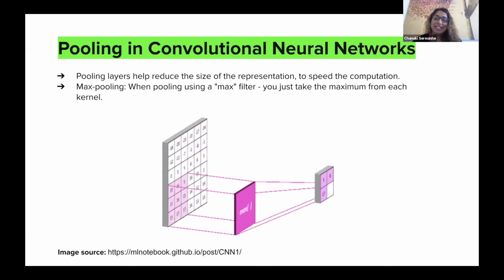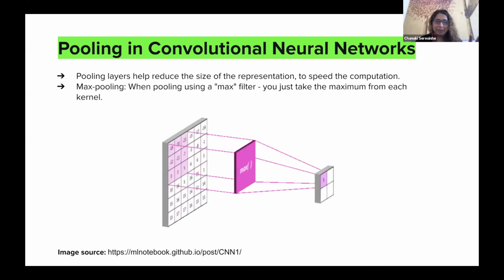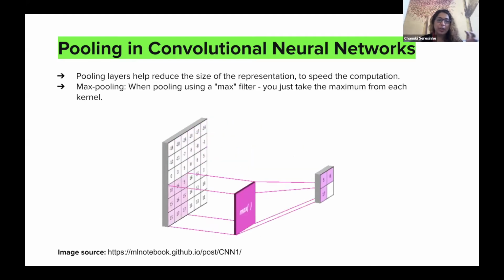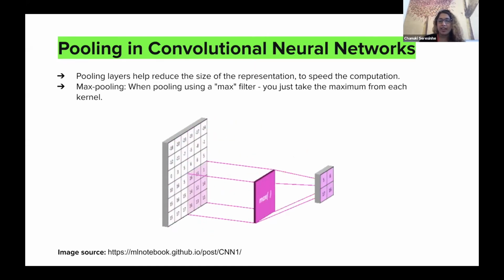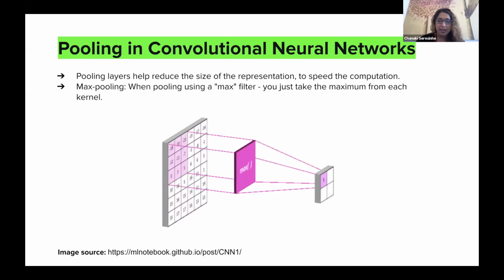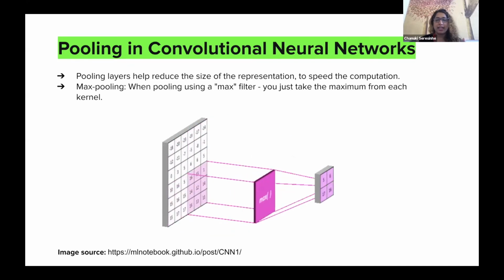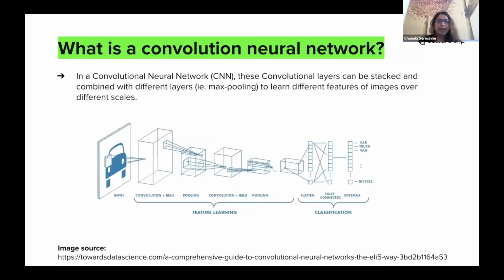Just a few more details with the neural networks before you put it all together. Another thing we want to do is there are pooling layers in convolutional neural networks. Pooling layers help reduce the size of the representation, and that can help speed computation. A very common way of pooling is max pooling. You just take the maximum from each kernel. So putting it all together now, here is an example of a convolutional neural network. You've got your input coming through, you've got your convolution layers, you've got your ReLU activation functions, and then you've got the pooling layers, and then you might have more convolutions, ReLU, pooling, etc.